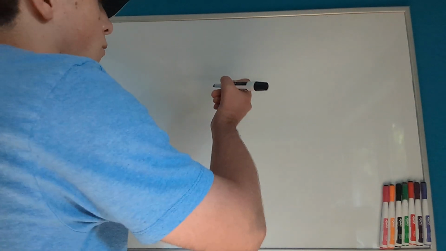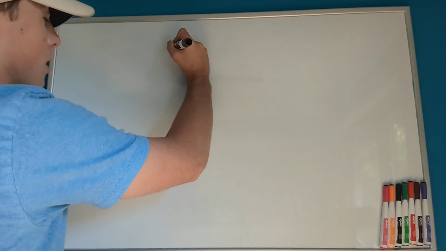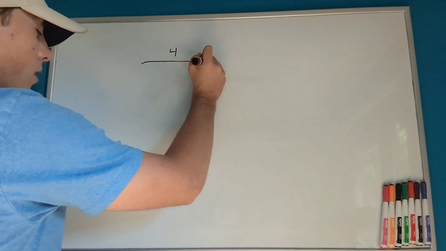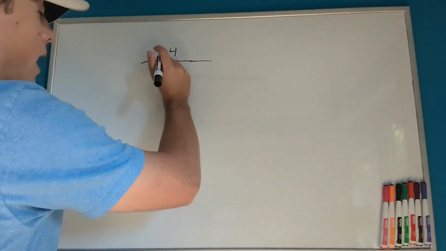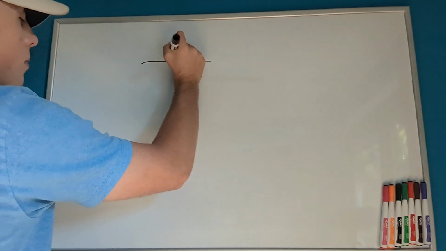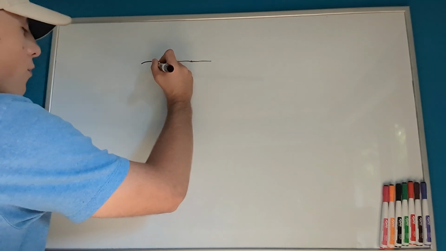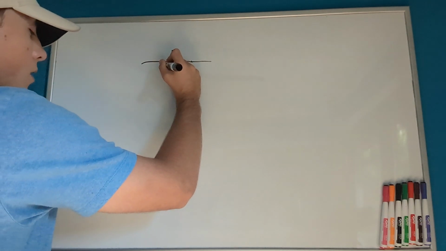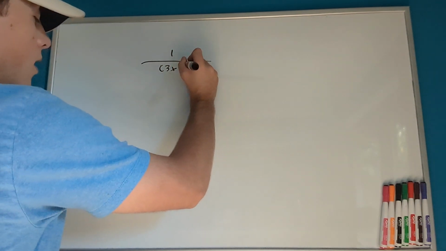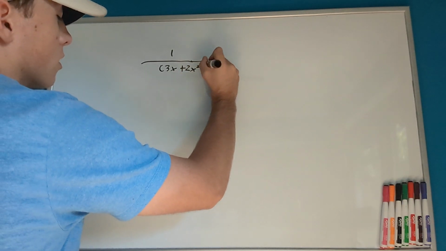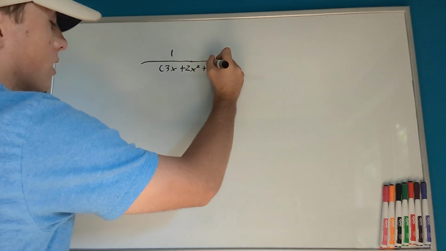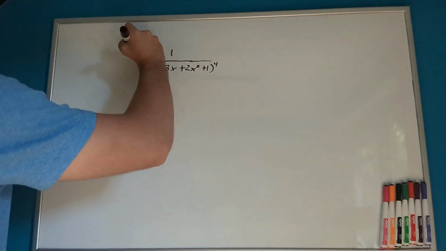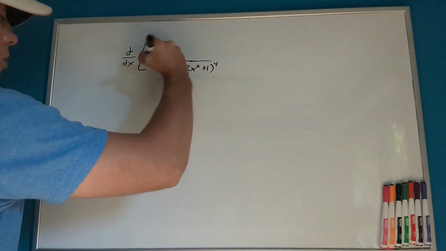So let's look at another example where we can use the chain rule. So now, if we have just some ordinary number, let's just stick with 1 for now. 1 will make this the easiest, right? If we have 1 over 3x plus 2x squared plus 1, right? And then this whole thing is to the fourth power, okay? So we have this, and we want to find the derivative of this whole thing.